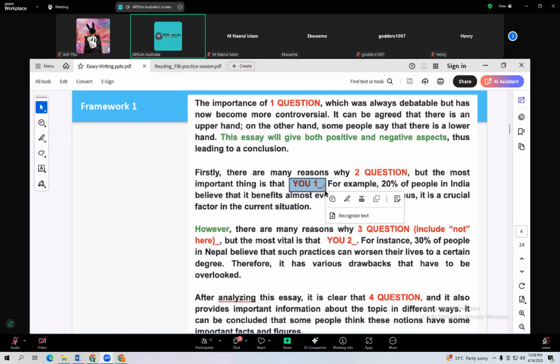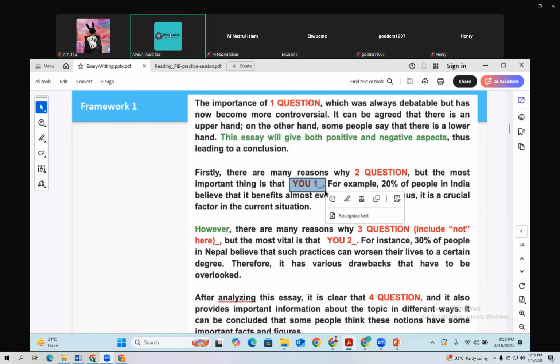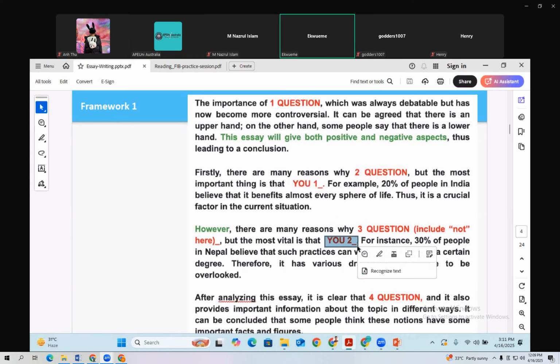Okay, that's great. So poor people will get benefited. Just write the simple sentence. Okay, very simple sentence: poor people will be benefited. Okay. So here, U2, what will you write?